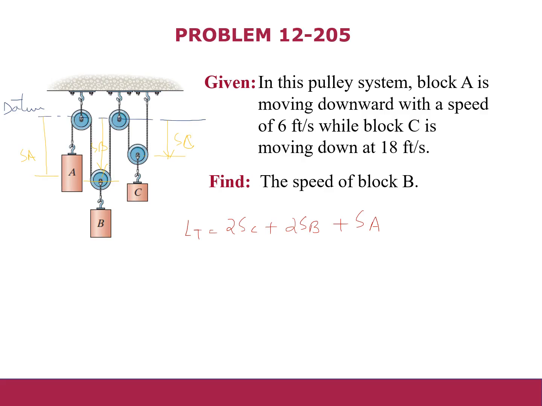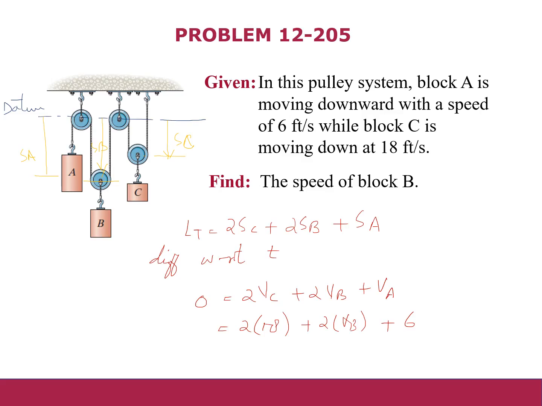So when you differentiate it with respect to time, then you will get 0 equals 2VC plus 2VB plus VA, right? So your velocity of B is required, that is why I put the values in the equation. So 2VC is our 18 plus 2VB is our required velocity plus VA, which is 6.